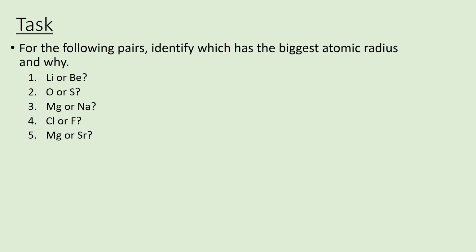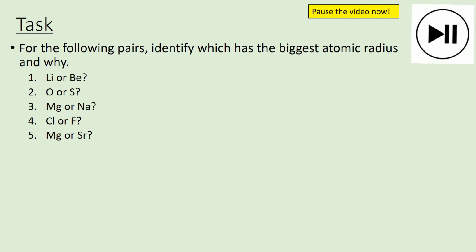So your turn again then. You're going to look at these pairs and you're going to identify the one that has the biggest radius and why. So again, you must have a periodic table. So pause the video, and when you're ready, unpause and see if you can identify which of these pairs have the higher or the biggest radius.